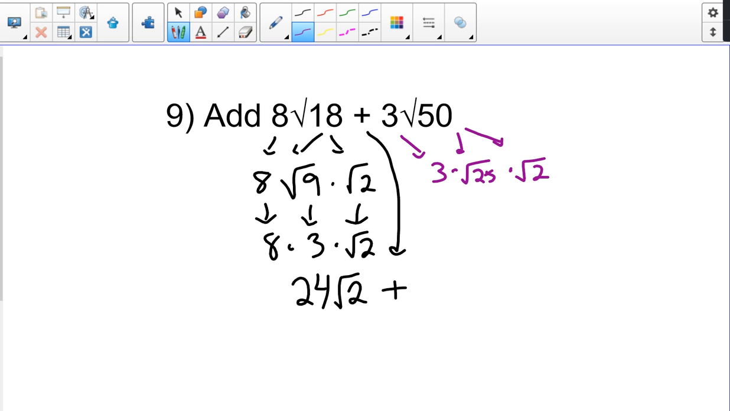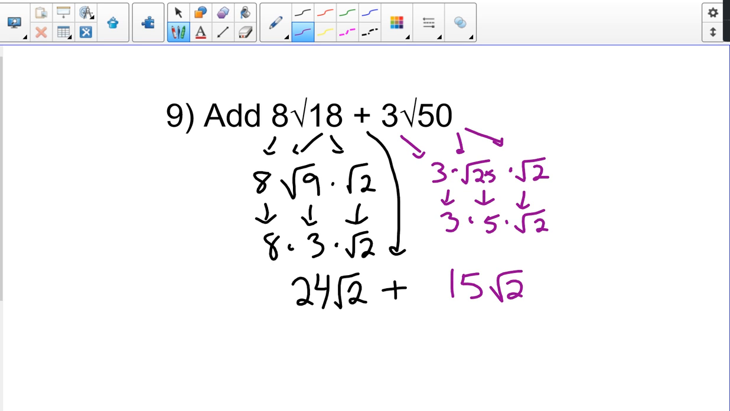and 2. So I have 3 times the square root of 25, which is 5, because 5 times 5 is 25, times square root of 2, because square root of 2 is in simplest form. I don't have to simplify that. I multiply the numbers that are outside the radical. So that would be 3 times 5, and I get 15, and I keep that root.